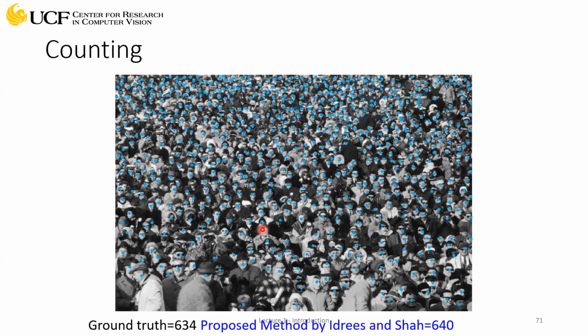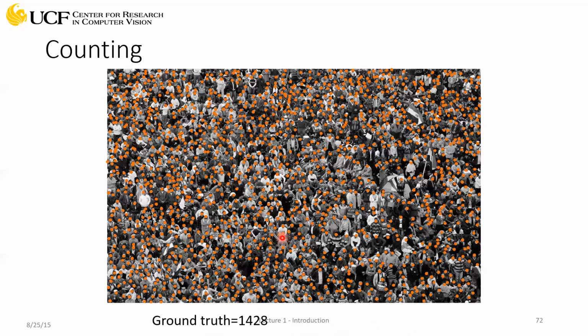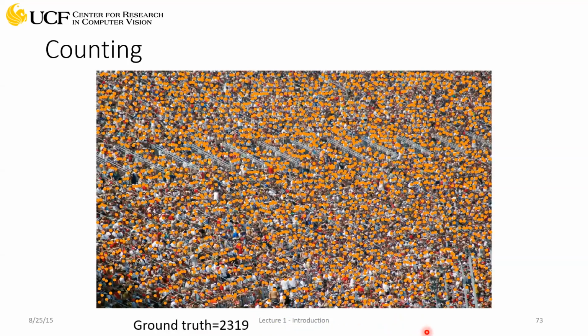And these results are not the latest ones, this is 2015 or 2016. The ground truth is 634, and the algorithm was able to predict 640, so pretty close. And it can be more dense. In this case, we have 1428, and we can predict 1468. Even more dense, around 2,300 people here, and the algorithm can predict 2,496, which is pretty close. So this is also very interesting.